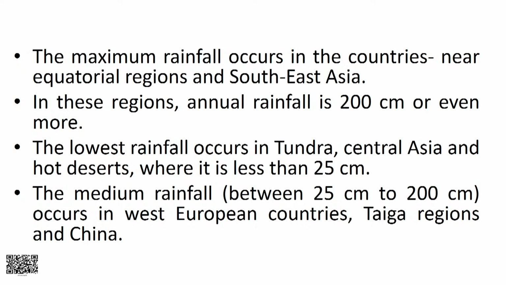The lowest rainfall occurs in tundra, Central Asia and hot deserts, where it is less than 25 centimeters. The medium rainfall occurs in West European countries, Taiga regions and China.